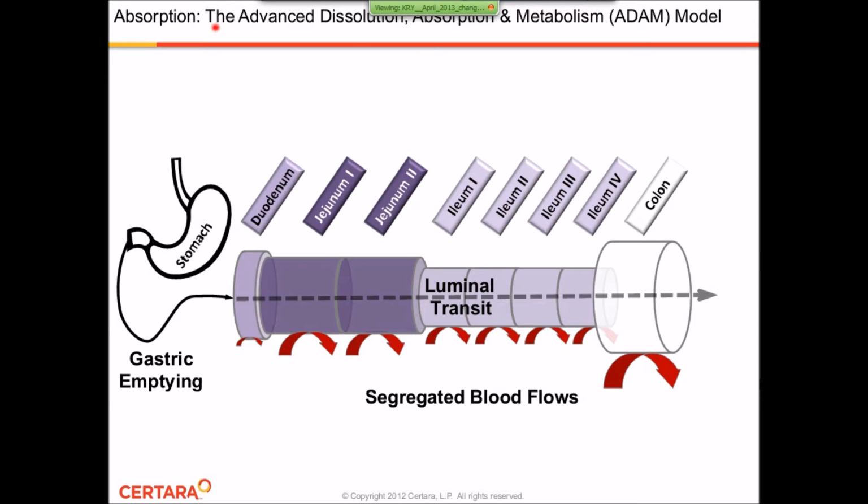Well, we have in SimCyp the ADAM model, that is the Advanced Dissolution, Absorption, and Metabolism model. We've got the GI tract split up into these different compartments here, including the colon and the stomach. What we look at here is building the different physiology in, as we go across the GI tract, and we look at segregated blood flows as well. We also consider the different regional PGP distribution and also CYP3A distribution. And we look at the amount of drug absorbed out of each compartment and also the metabolism within each compartment as well.